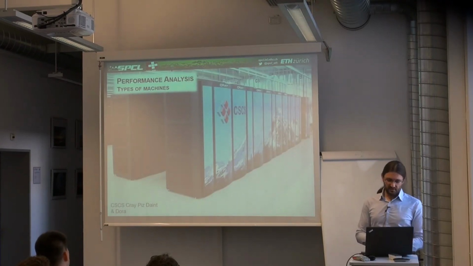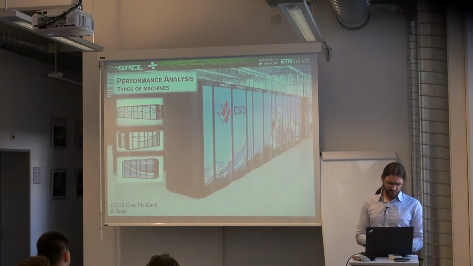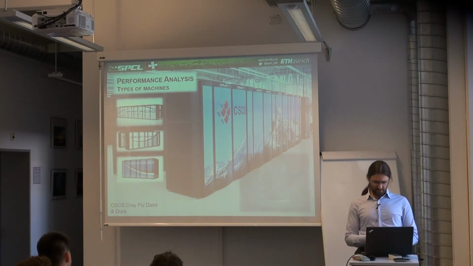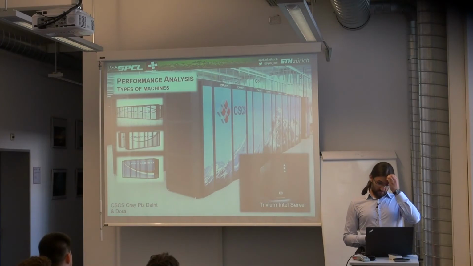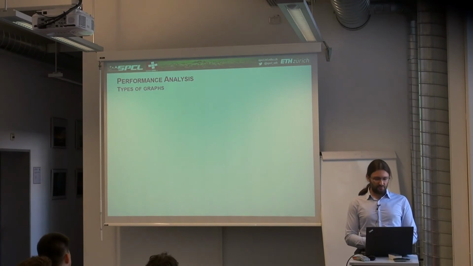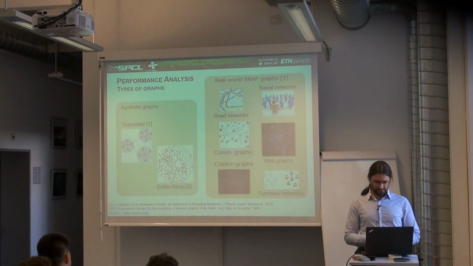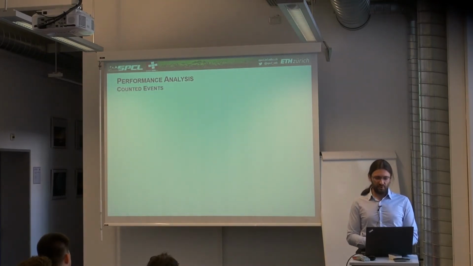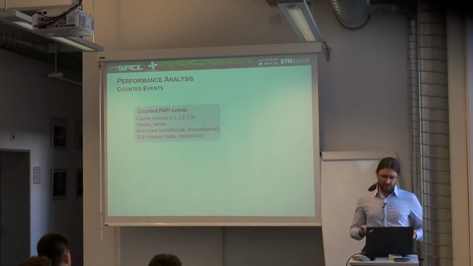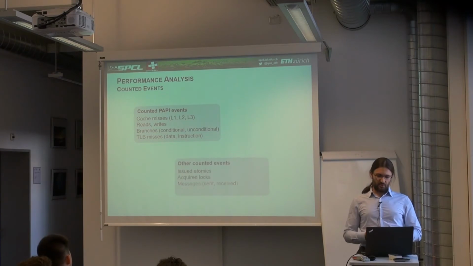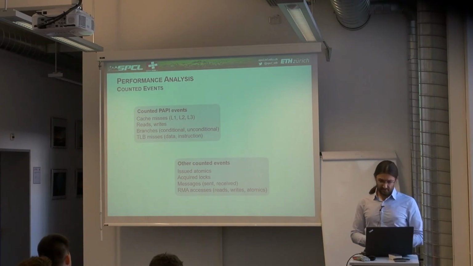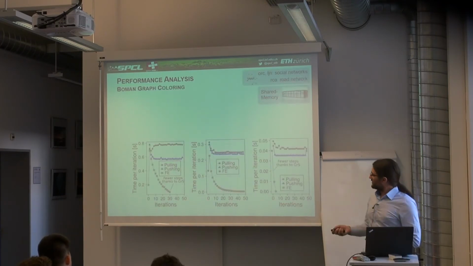And so we conducted the performance analysis on a couple of Cray machines on the CSCS supercomputing systems, and also did some comparison on a simple Intel server for cross-checking. We considered a couple of types of graphs, including synthetic graphs and real-world SNAP graphs. We also counted events using the PAPI library, including cache misses, reads, writes, branches, and TLB misses, and also did some analysis on our own that is not supported by PAPI, which is issued atomic operations, acquired locks, and some remote operations. So let's first take a look at some simplest plots.